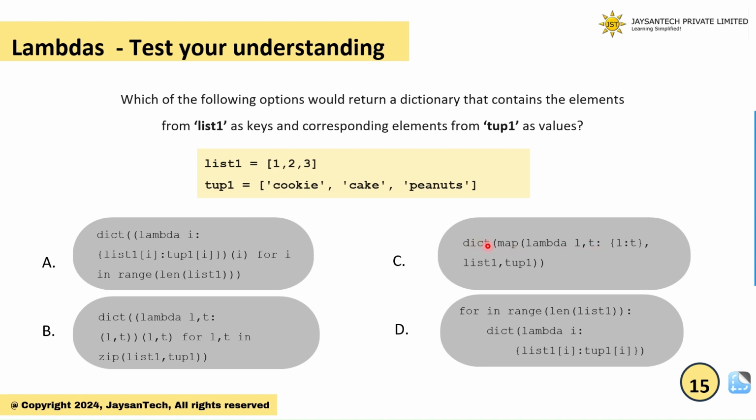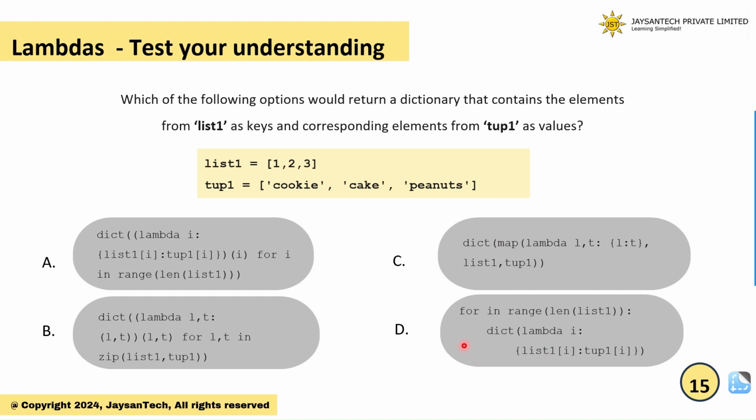Next, we are using the map function. Okay, so map lambda L comma t. We are creating a dictionary with L as the key and t as the value. Now this will not work because the map function will only return a map object. If you want to use this with dict, you're supposed to convert the return value using a list function or a tuple function, right? So this will definitely not work out, just because it is missing the conversion. This map object is supposed to be passed into another function, say list or tuple. Okay, so this will not work as well.